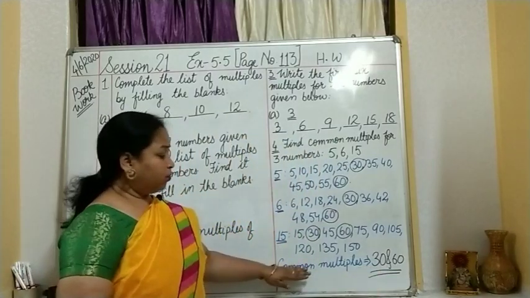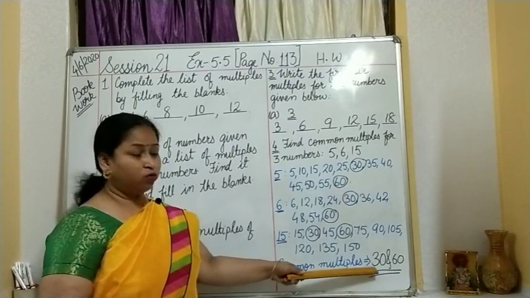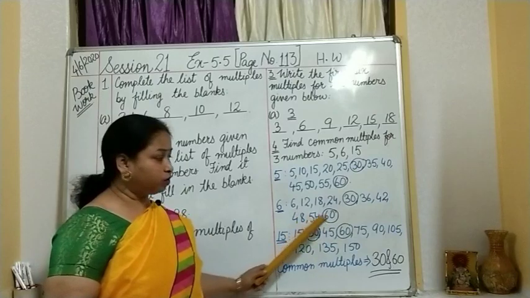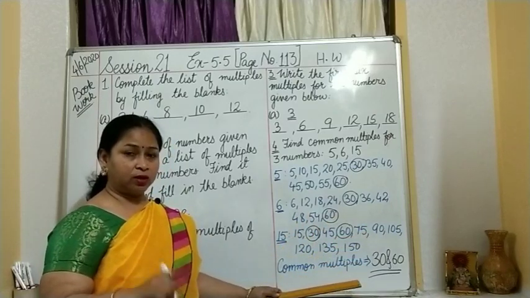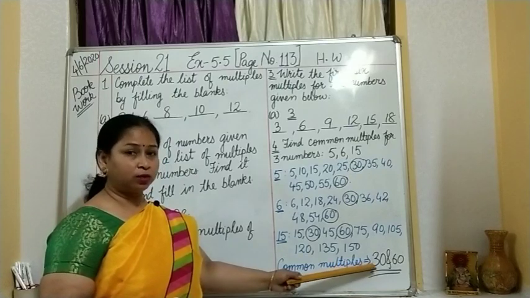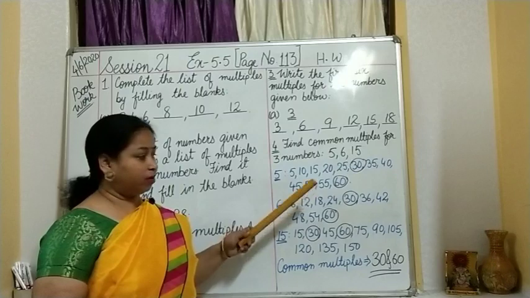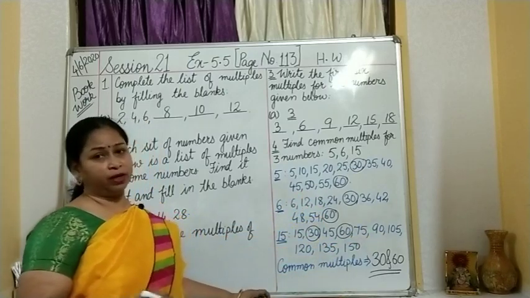If you want to take the table of this common multiple, what is the smallest common multiple you have got here? 30. 30 ones are 30, 30 twos are 60. If you want further, you can also reach the next one. 30 ones are already there, 30 twos are already there, 30 threes are 90. So if you move further with the table of 5, table of 6, table of 15, 90 is already present over there.